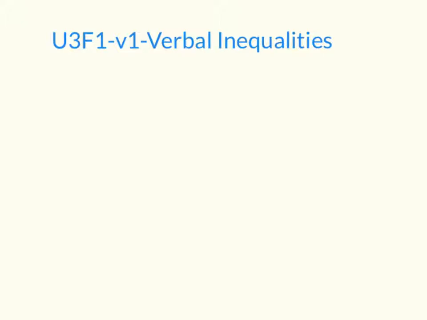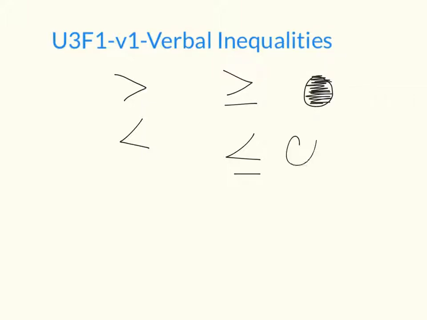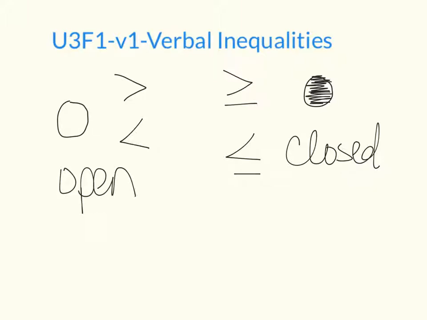Okay, so remember inequalities: we have greater than and less than, and then we have greater than or equal to, less than or equal to. The ones with the or equal to are going to be closed circles, so we draw a circle and shade it in. These are what we call closed. The ones without the or equal to are what we call open, and it's just a circle that is not colored in.